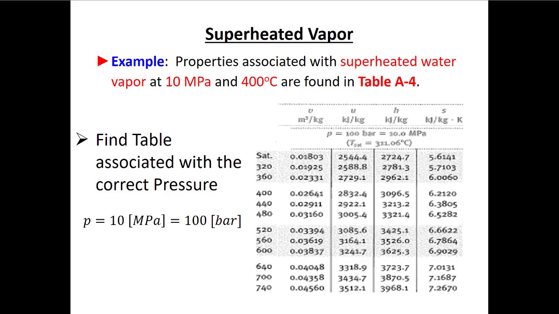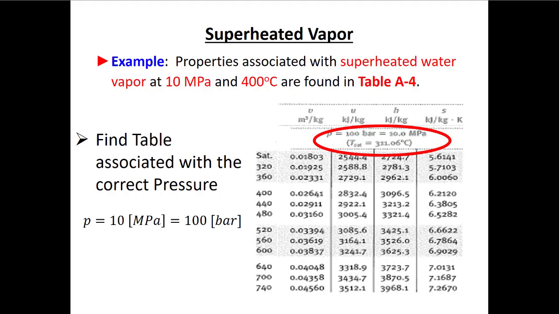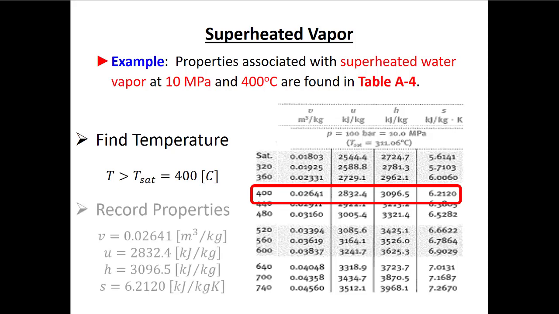So I look on table A4, and A4 is a series of different tables. So first, I look for the table that has the right pressure on it. This table has 100 bars of pressure, which is equal to 10 megapascals. Now, the other intensive property that I have is temperature. So the temperature is 400, and I'm fortunate in this case because that temperature, 400, is a row on my table, so I can just read the numbers off.